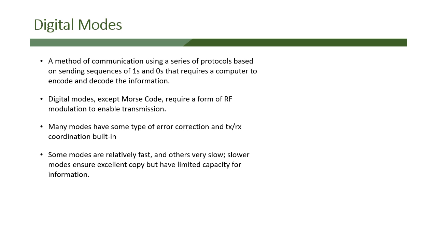Many modes have some type of error correction built in, and some of them have transmit and receive coordination built in. So error correction is the ability that when a piece of information is sent from one transceiver to another, there are certain things like checksums or parity checks that inform the receiving station if the section of information was passed correctly. And if it was passed correctly, that's fantastic. If it wasn't, it may have a way of sending a request to the originating station to resend the data that was damaged in transit.